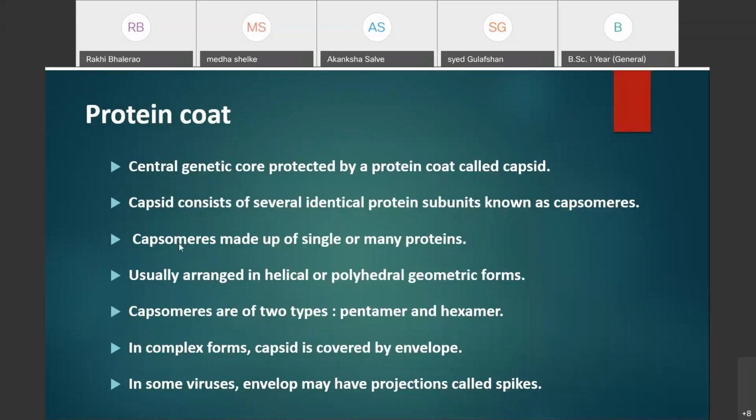Okay, then again the capsomeres are made up of a single or many types of proteins. In some viruses the proteins composing the capsomeres are of a single type, while in others several types of proteins may be present in the capsomere.